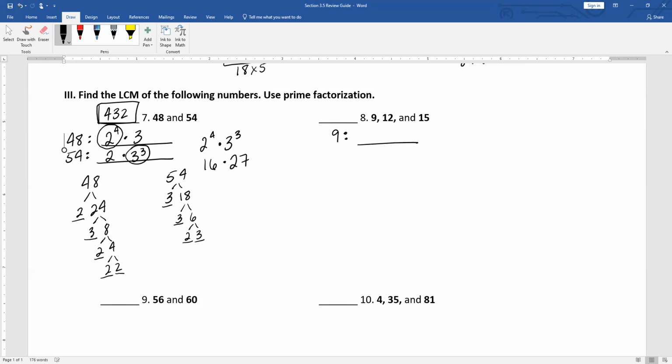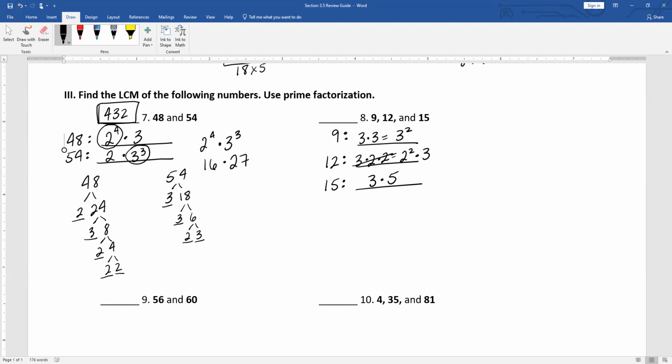And these are fairly small, so we should be able to pull our prime factorization without doing the tree. Just do it in your head. But you know that 9 is 3 times 3. Both of those are prime numbers, so that's 3 cubed. 12 is 3 times 4, which is 3 times 2 times 2, which is going to be 2 squared times 3. And then 15 is 3 times 5.